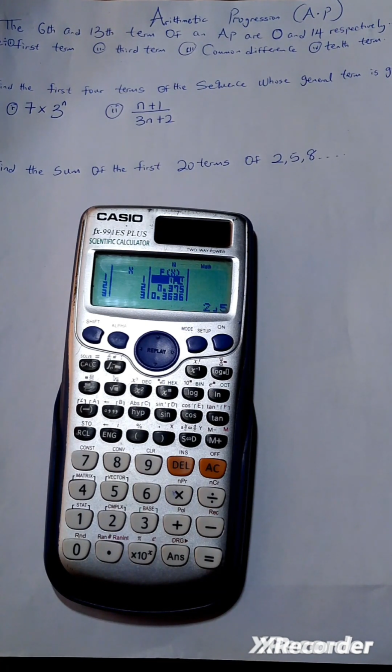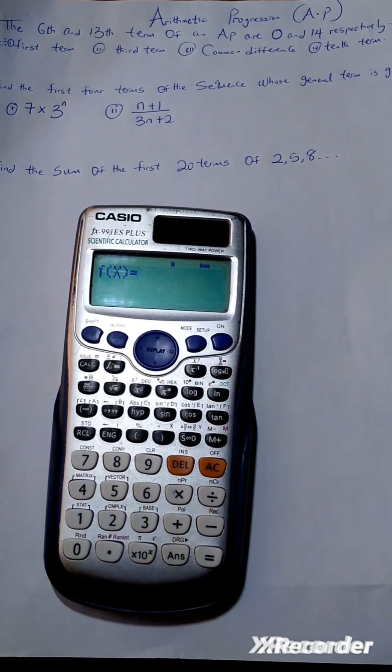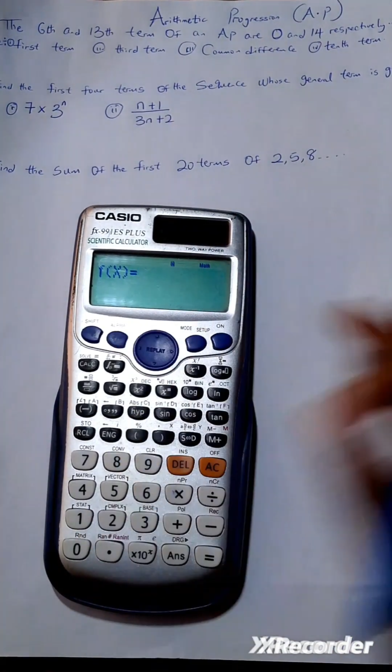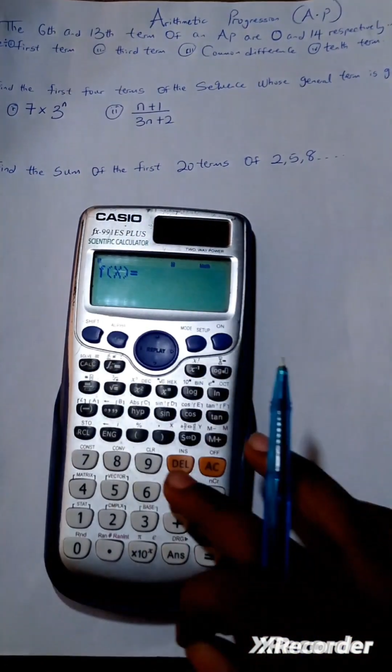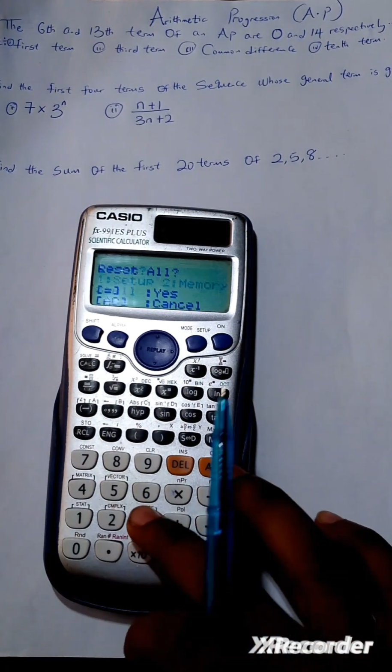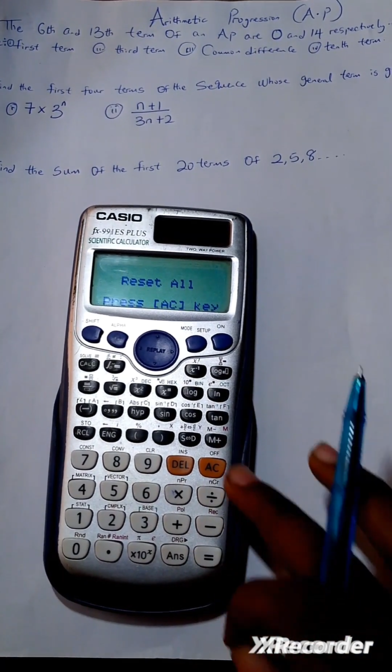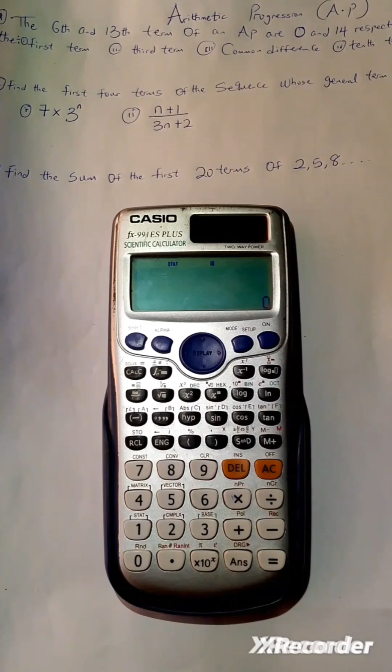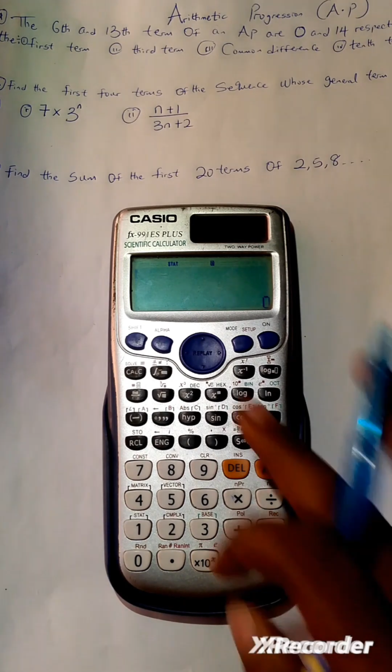And the last one, they said we should find the sum of the first 20 terms of 2, 5, and 8. Very simple and straightforward. So on your calculator, now you have to clear this. To clear it, you just press shift, clear 3, equal to AC. Now let's solve the last question, which is to find the sum of the first 20 terms of 2, 5, and 8.